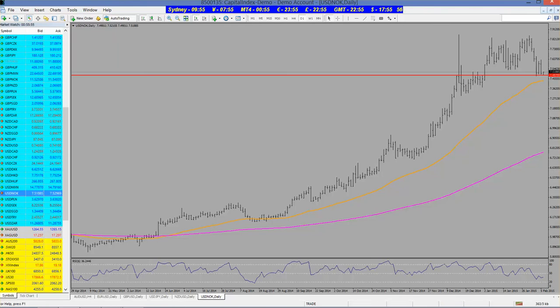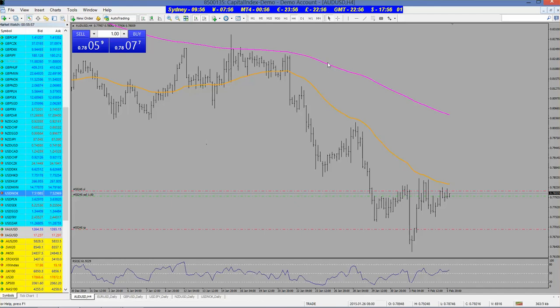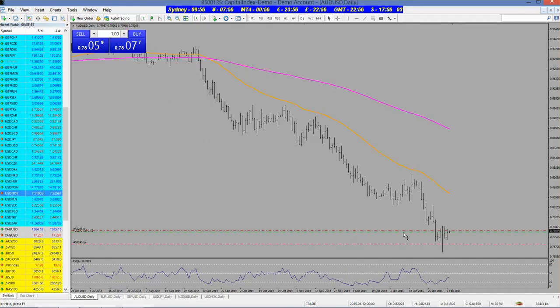Aussie dollar extended phase 1, early phase 2. Aussie, I would say it's trying to work out what the hell it's doing. It got an interest rate cut and price hasn't moved. Bet you Glenn Stevens is pissed off about that.